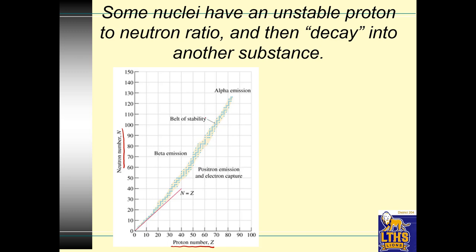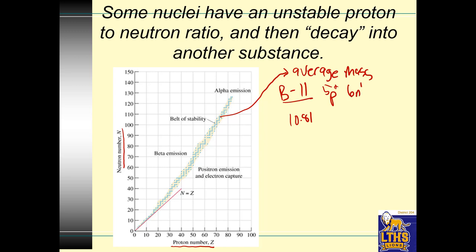So this is the band of stability. You can find out if you're on the band of stability or not by looking at the average mass. So, for example, if I'm looking at boron-11, boron on the periodic table has five protons. And if it's boron-11, look at the periodic table, boron's average atomic mass is 10.81. Boron-11 is the most stable. Okay? 10.81 is closest to 11.